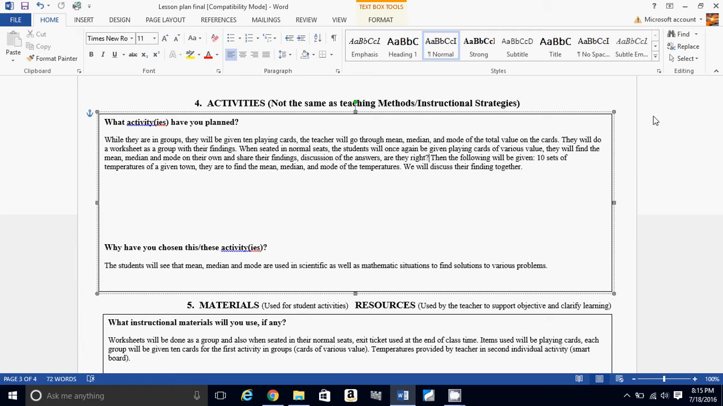two different subjects. Previously, we're going to put them into groups of about four, depending on the class size, but that just really depends on how many we have in the class. And they're going to start out the class period in these groups.